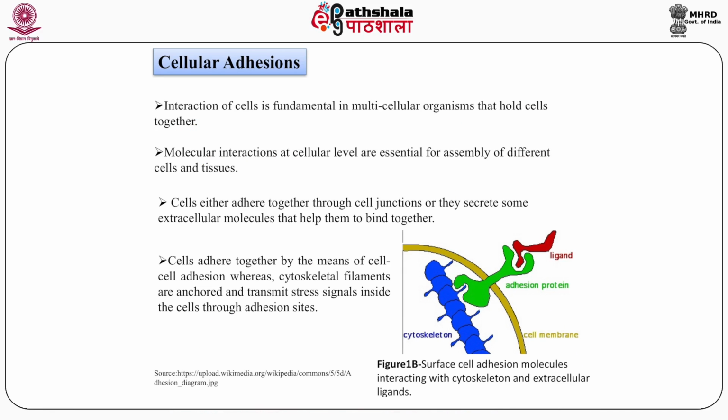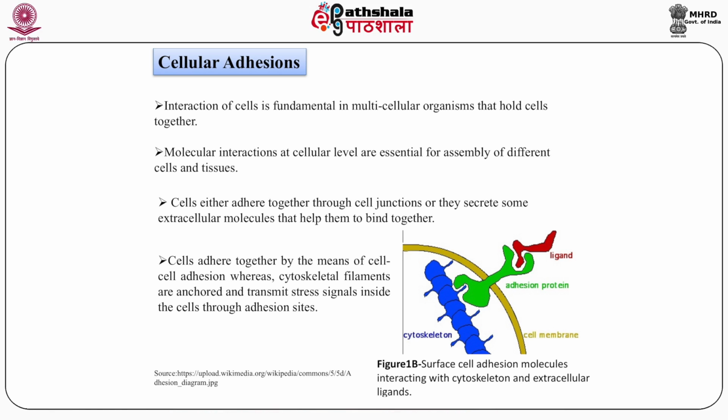If you see that in connective tissues where the cell adhesion is rare and collagen rich extracellular matrix is abundant, that bears mechanical stress and allow cells to pull on it. Whereas in epithelial tissues, extracellular matrix is scarce and present as basal lamina under the sheet of cohered cells. In these tissues, cells adhere together by means of cell-cell adhesion, and cytoskeletal filaments are present inside the cells which transmit signals inside the cells through adhesion sites.